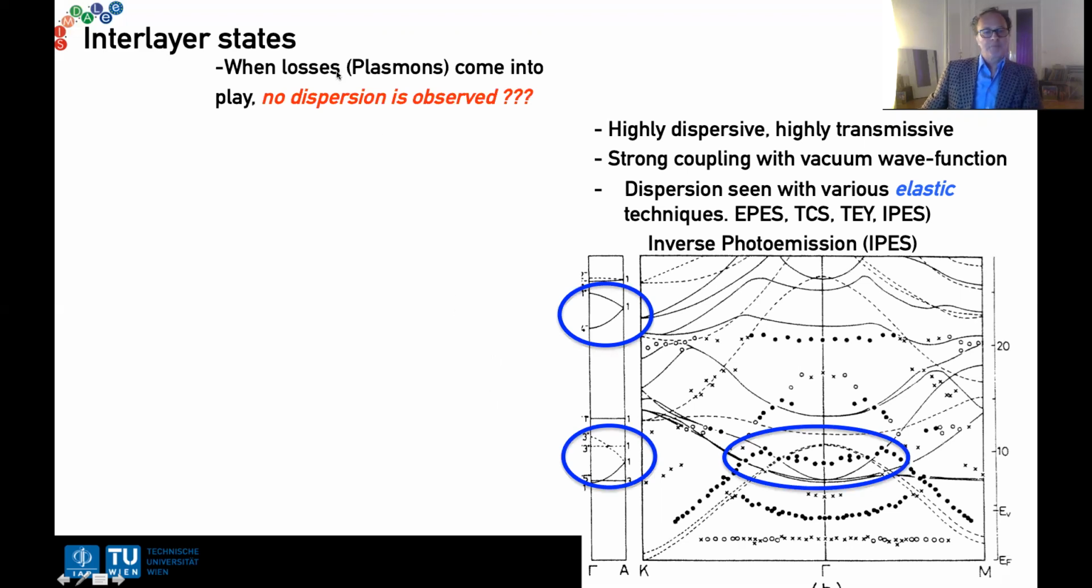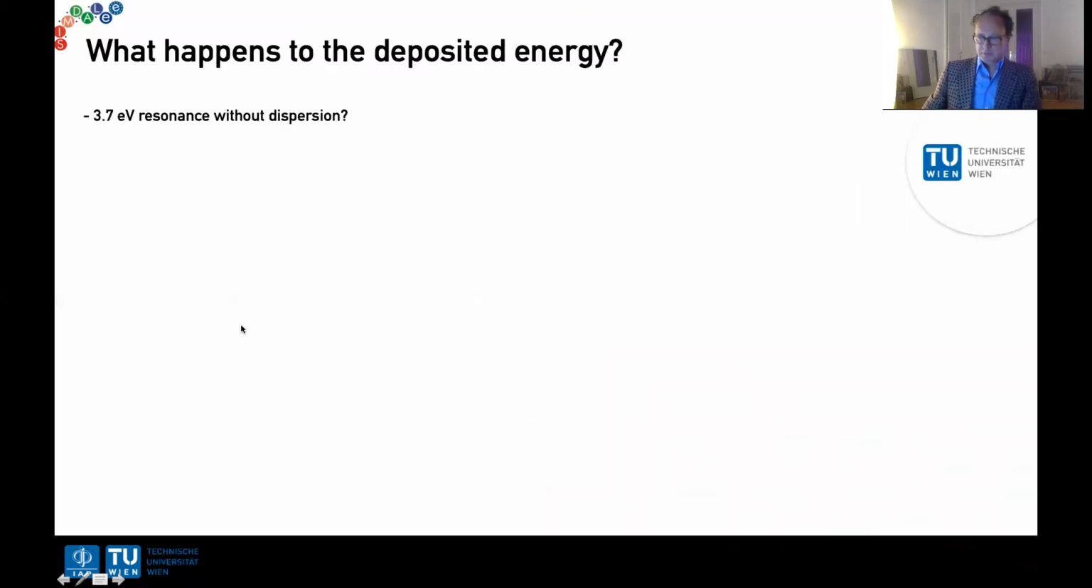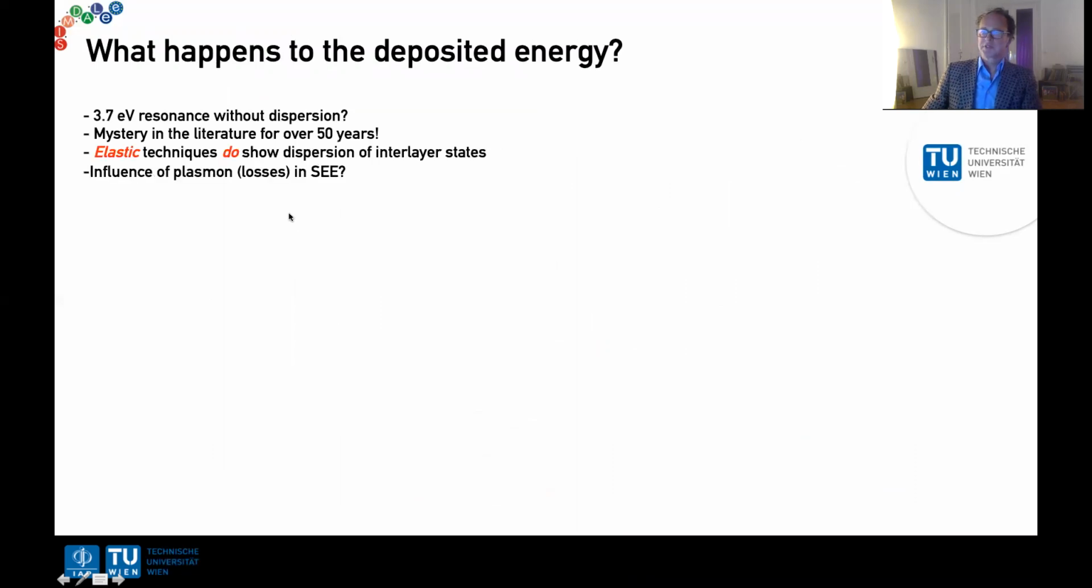However, when plasmons or energy losses come into play, no dispersion at all is observed, as you see here. Instead, you get a very, very strong resonance, completely independent of the experimental kinematics, at an energy of approximately 3.7 eV. So how is that possible? This 3.7 eV resonance, which does not show dispersion, has been a mystery in the literature for over 50 years.